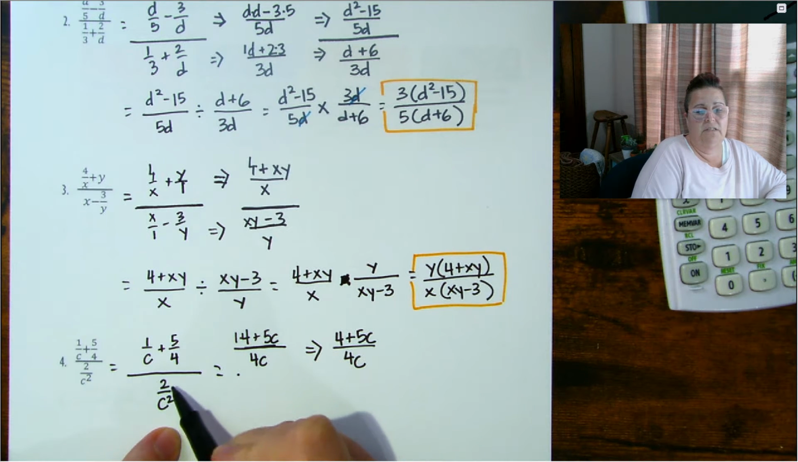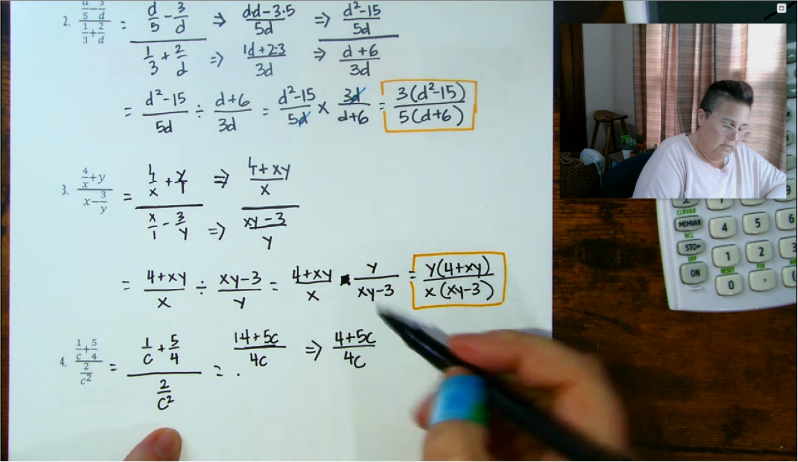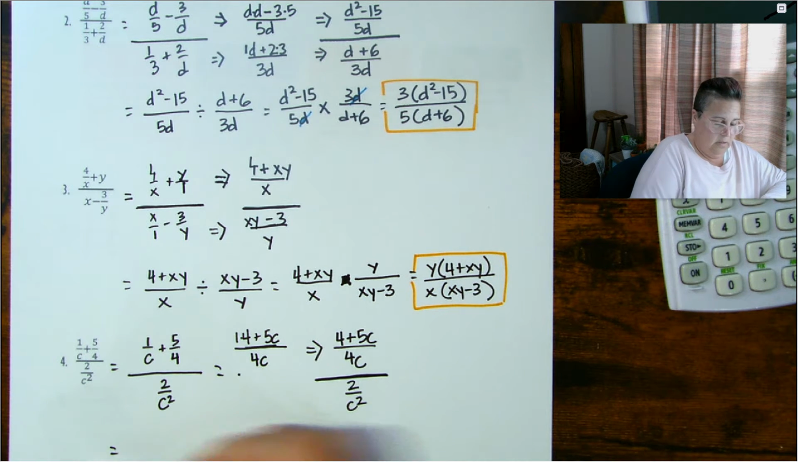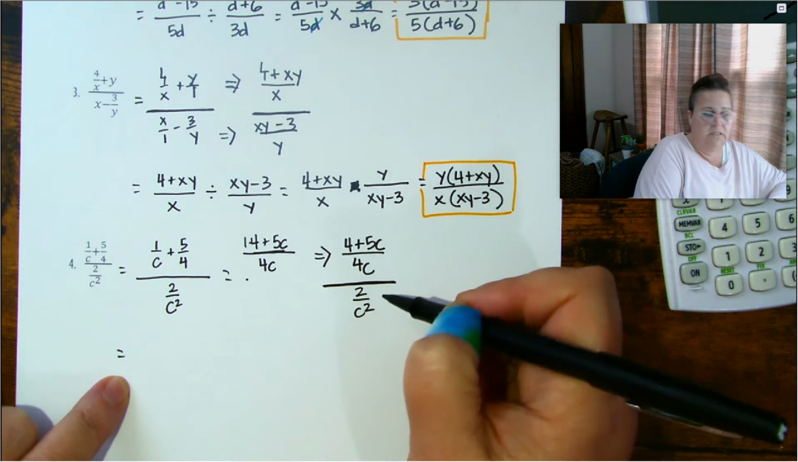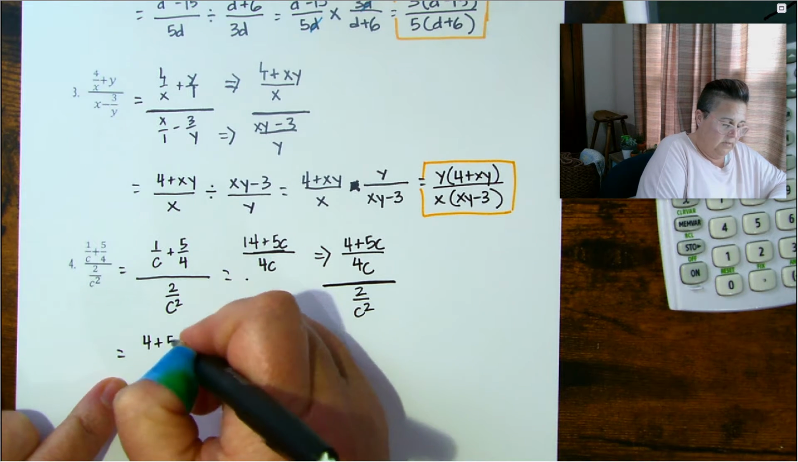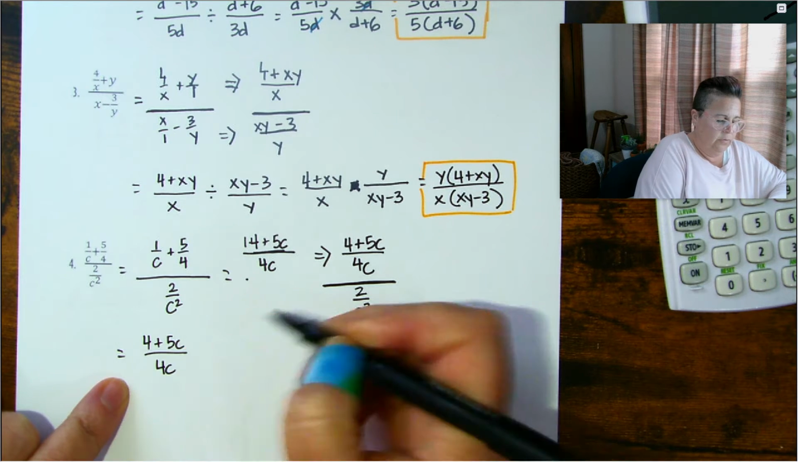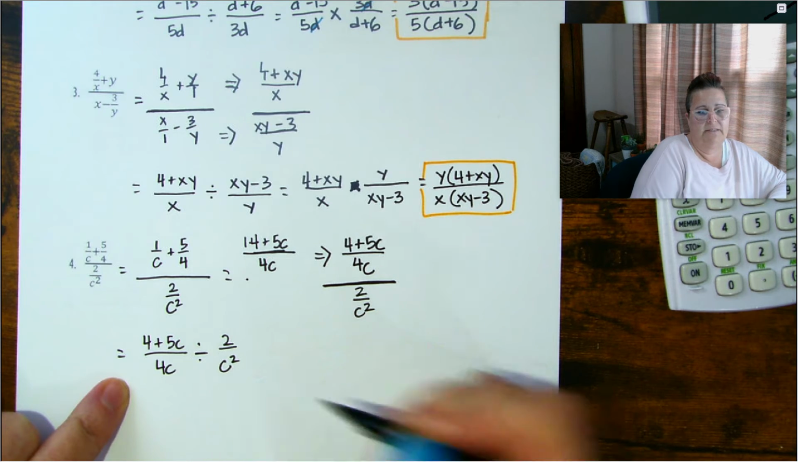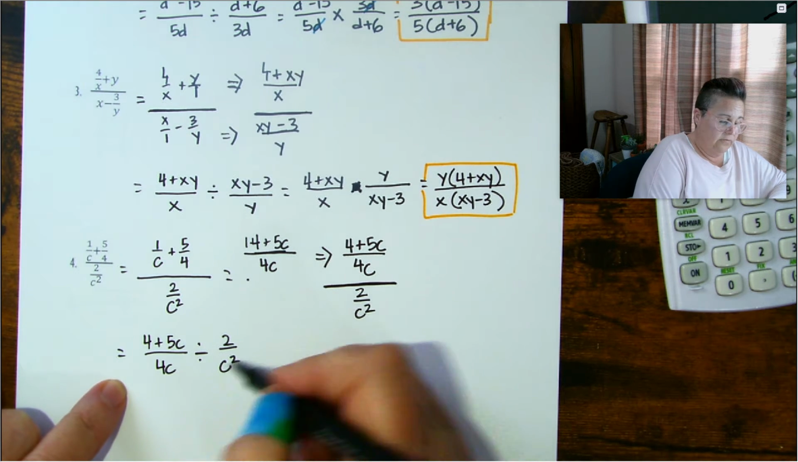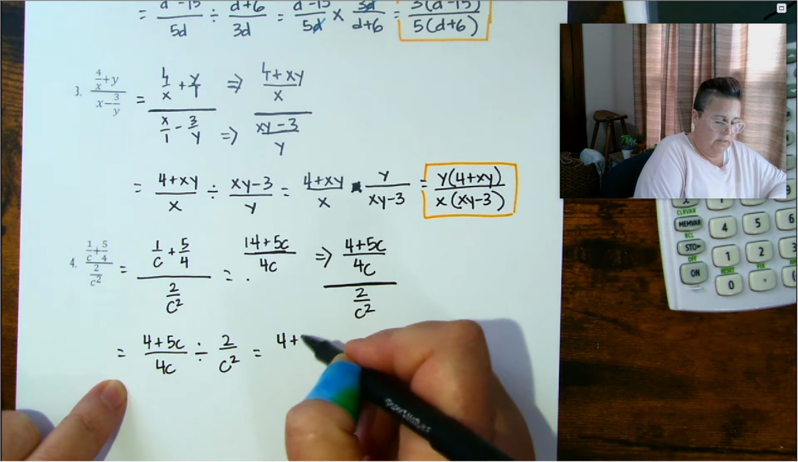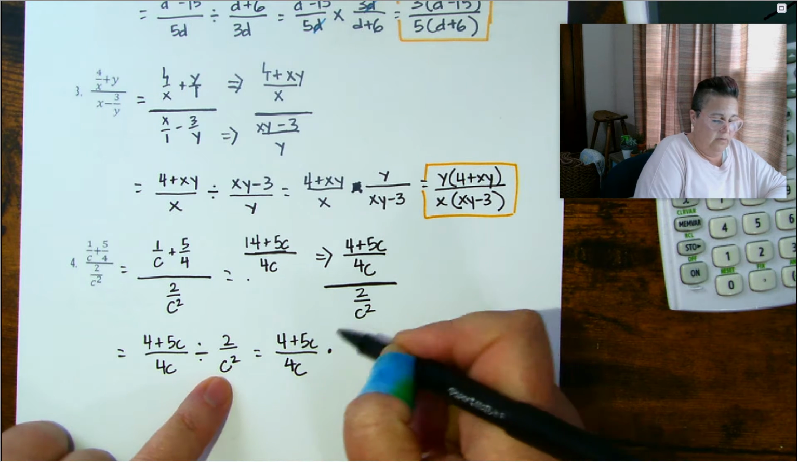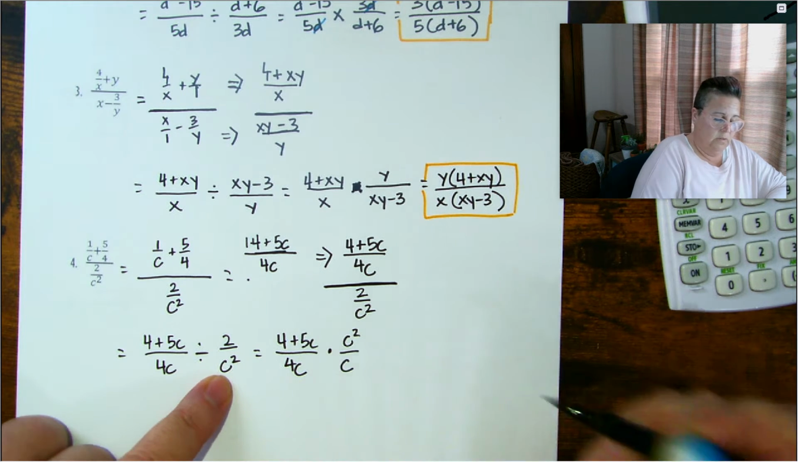The denominator is 2 over c squared. That's already one fraction, so that's just going to be 2 over c squared. So we're going to rewrite that as division. 4 plus 5c over 4c divided by 2 over c squared. Exactly the same. Now I'm going to change division to multiplication. 4 plus 5c over 4c times, I'm going to use the reciprocal, c squared over 2.